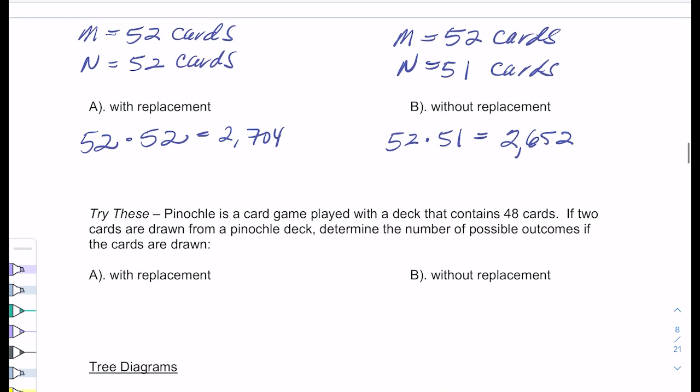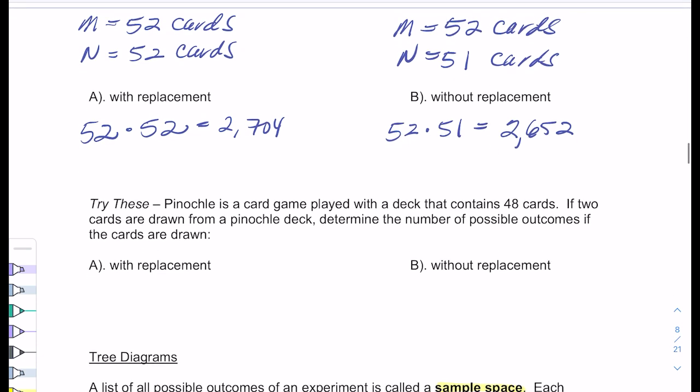Pause the video and try the next problem about Pinochle, which is a card game played with a deck that contains 48 cards, and then unpause when you're ready to go over it.